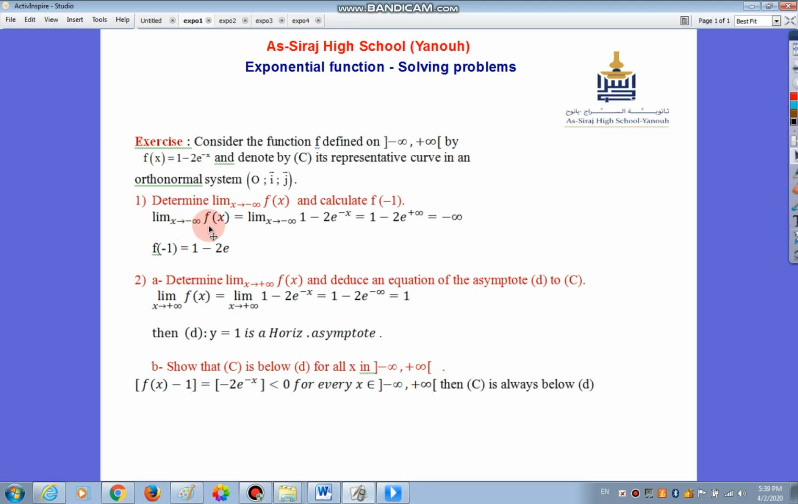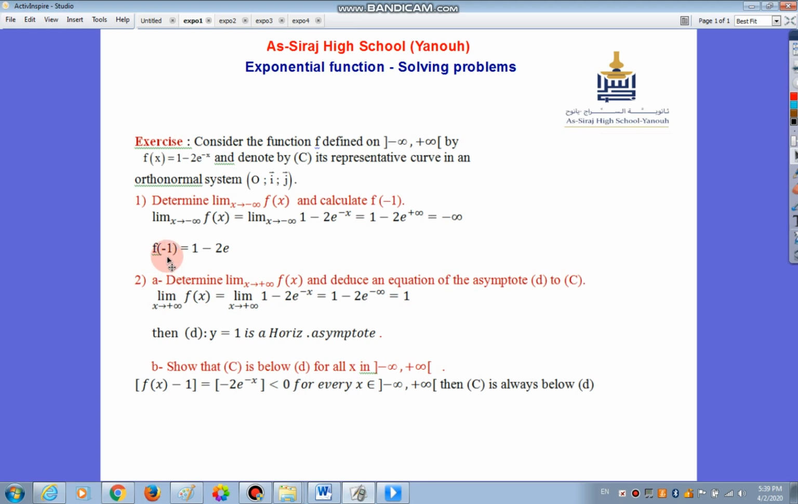The limit of f(x) as x tends to minus infinity, by direct substitution, substitute x by minus infinity. So it will be the limit of 1 minus 2e power minus x. Substitute minus x by minus infinity, it will be plus infinity. Then e power plus infinity is plus infinity, multiplied by minus 2, it will be minus infinity. Plus 1, the answer is minus infinity.